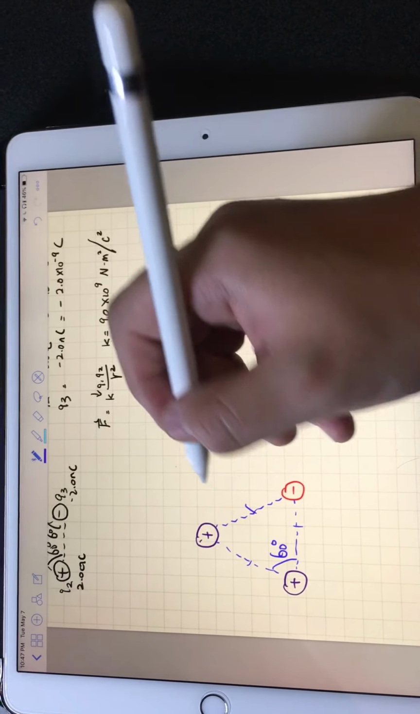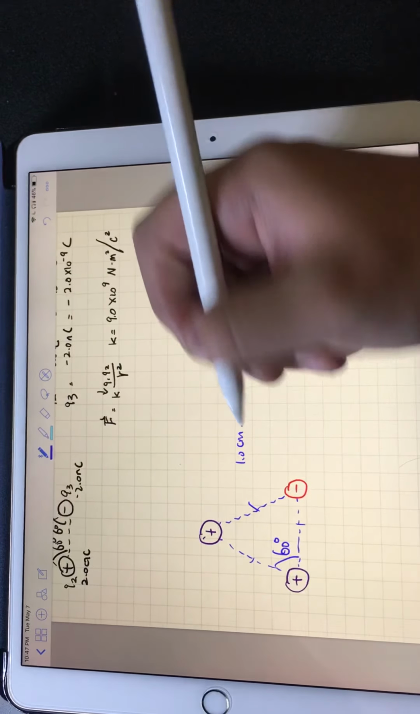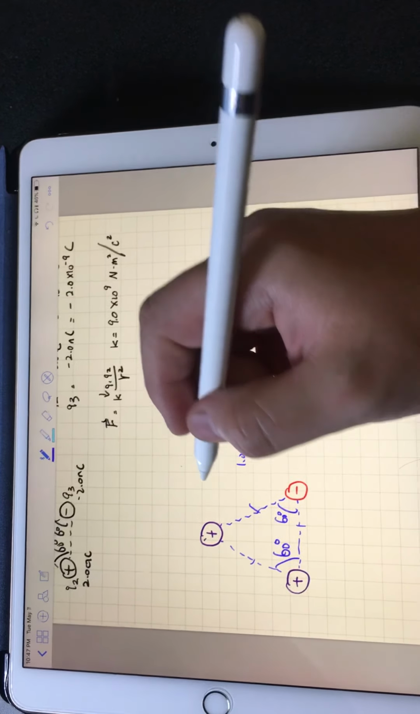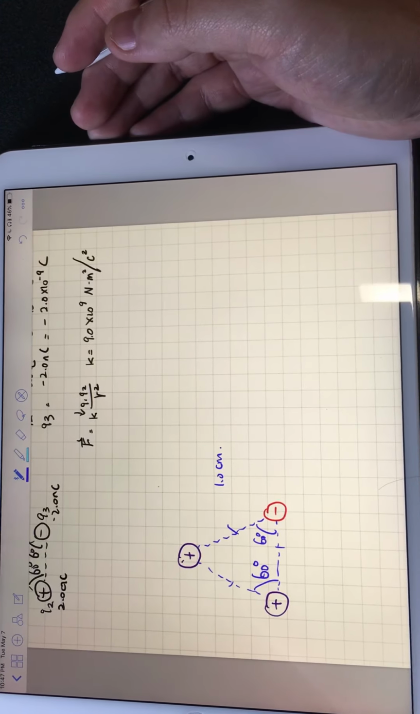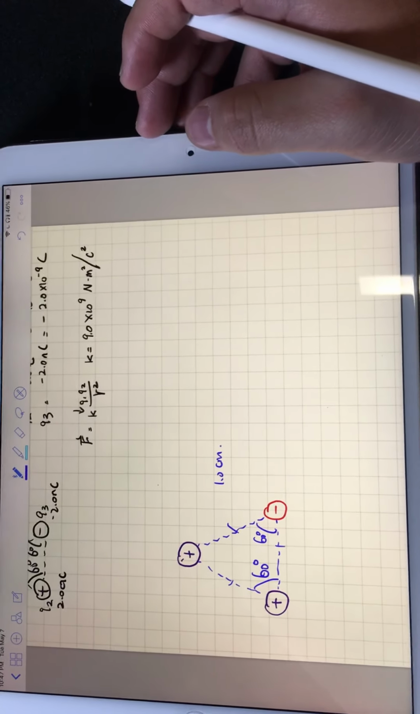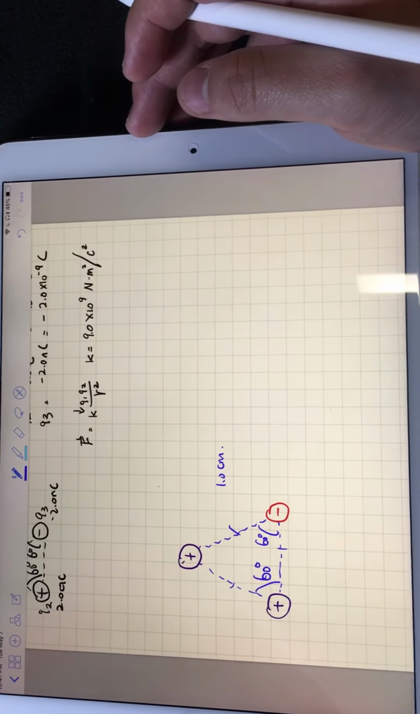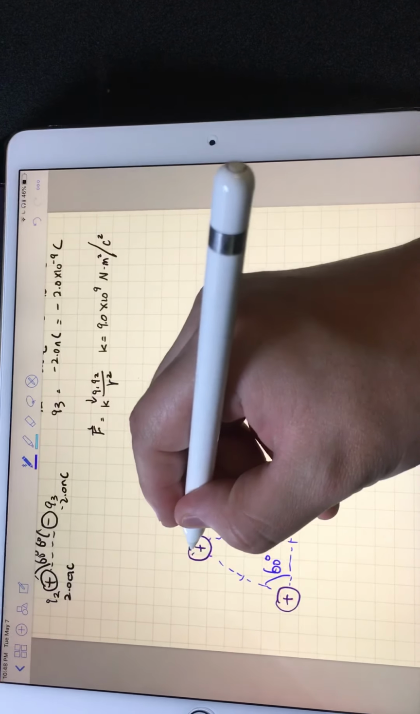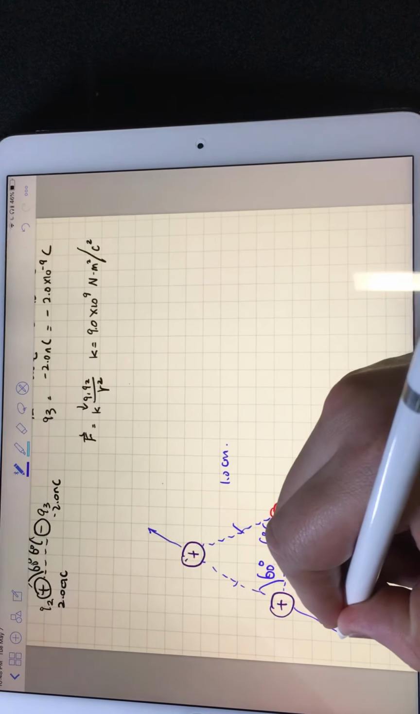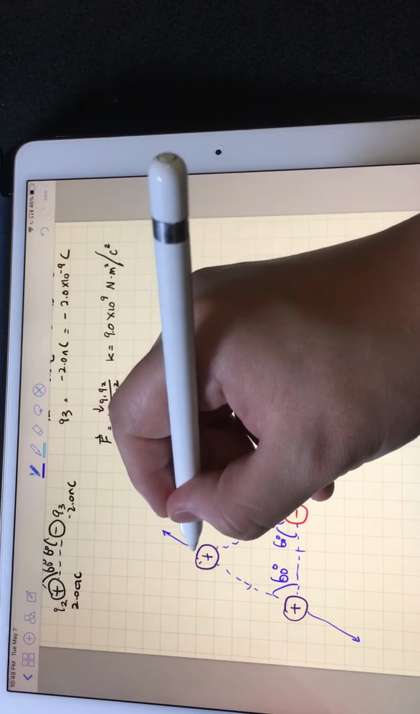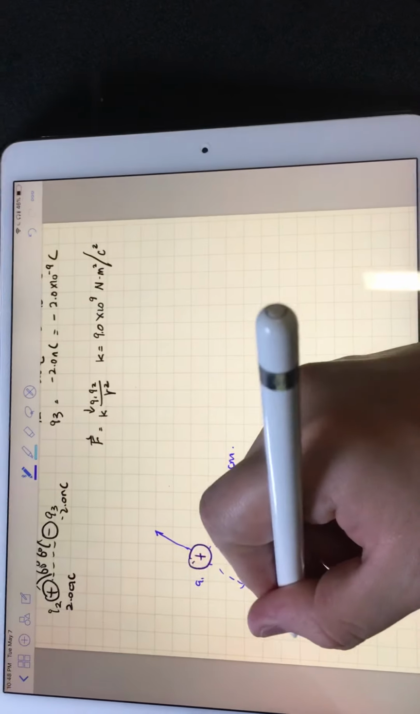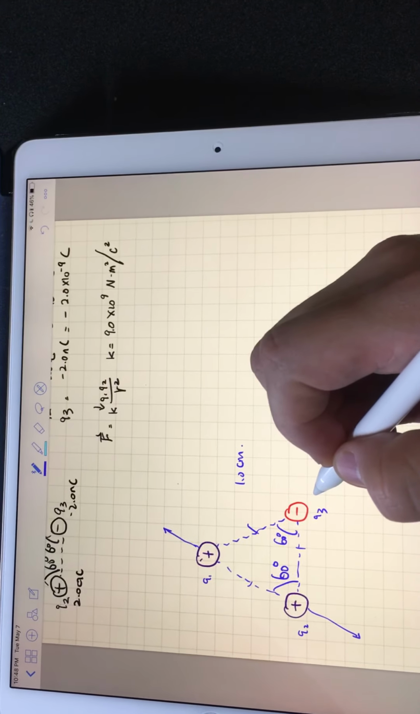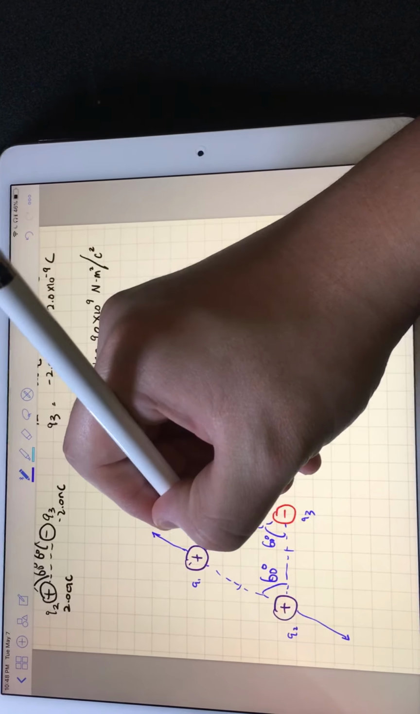The three sides are each 1.0 centimeter, and this angle is also 60 degrees. Now, to do this problem, you have to know the superposition of forces. First you draw the repelling vector on Q1, so it will be like this. This is Q1, this is Q2, this is Q3. We know Q1 and Q3 are different charges, so they attract each other. So show it like that.